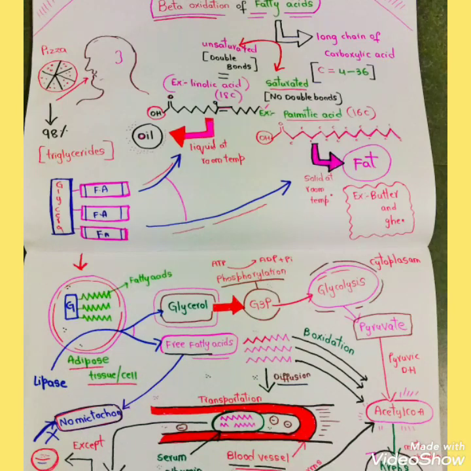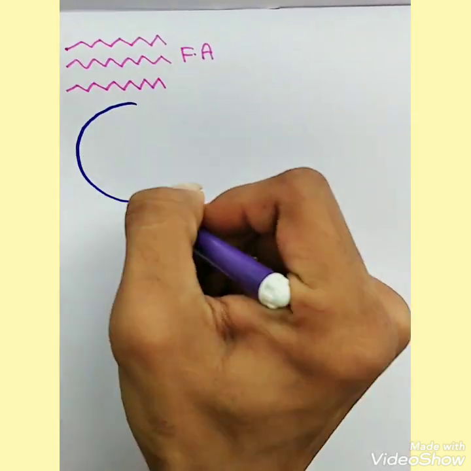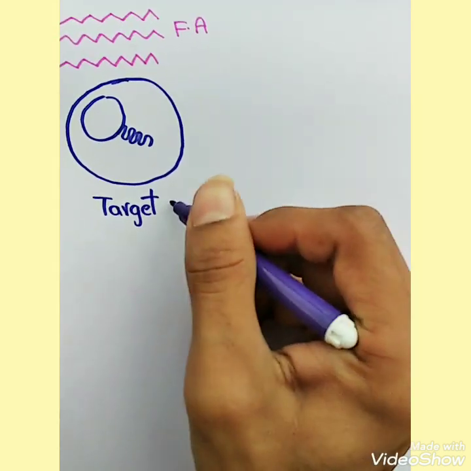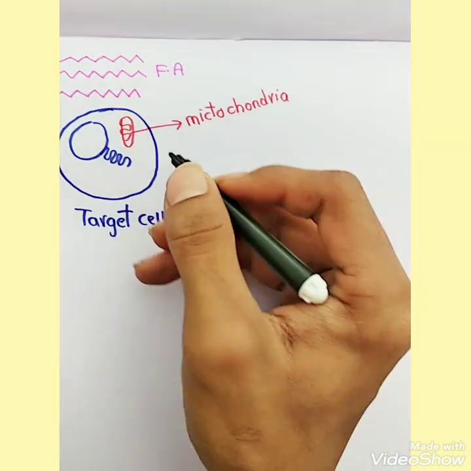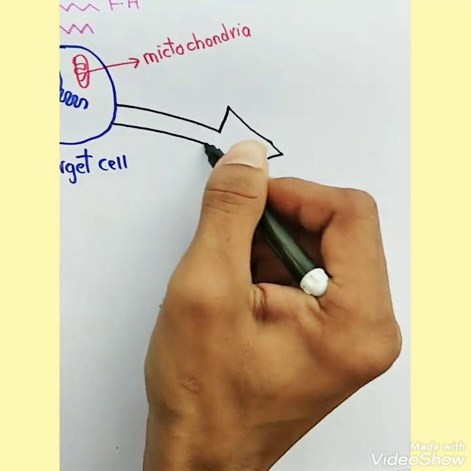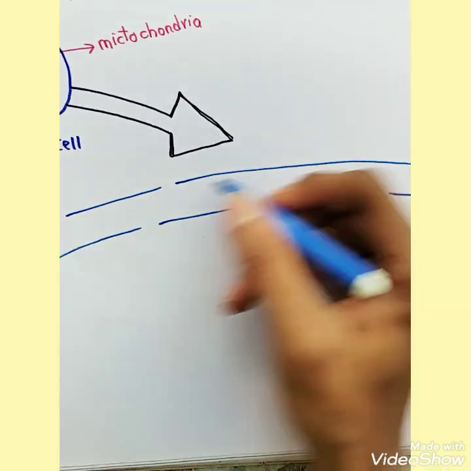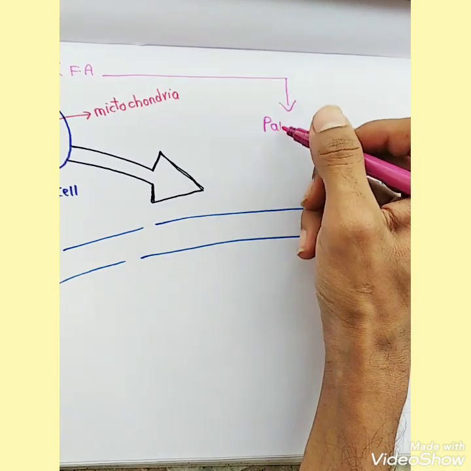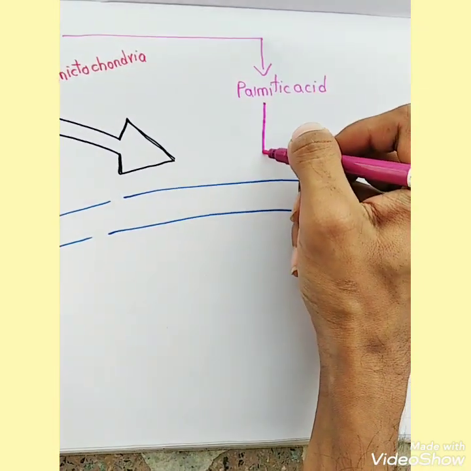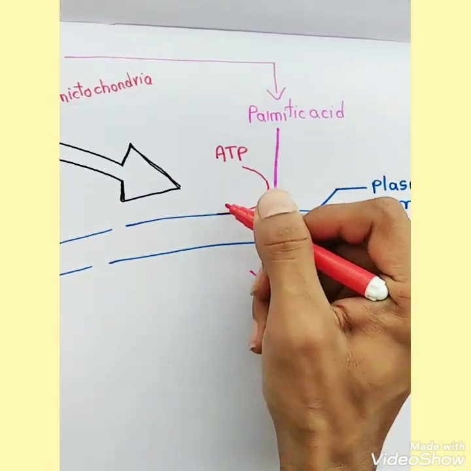But what actually happens in a target cell? Now the fatty acids have been brought near the target cell through the serum albumin transportation, and this target cell has the mitochondria for beta-oxidation. Let us zoom into this part of the cell here. In order for the fatty acid, the palmitic acid, to cross the plasma membrane and enter into the cytoplasm of the target cell, it has to be activated into an acyl form.